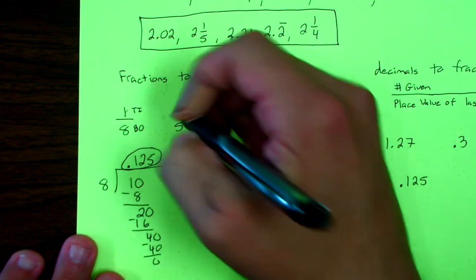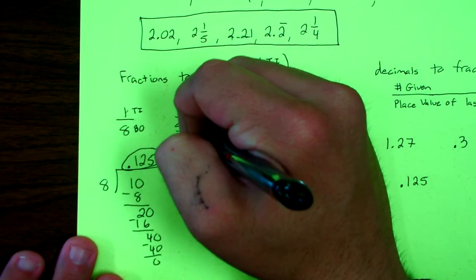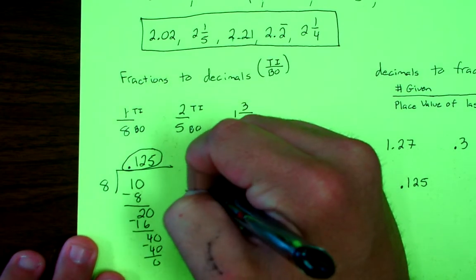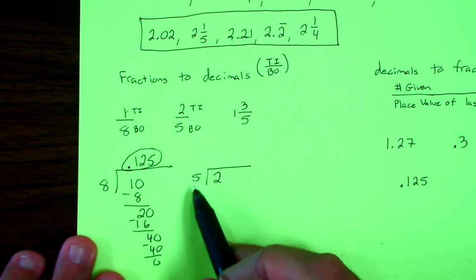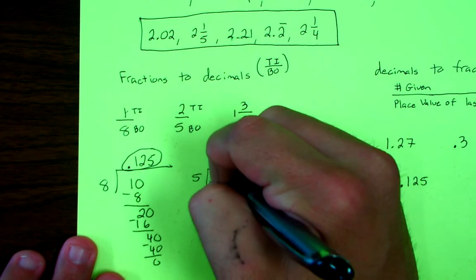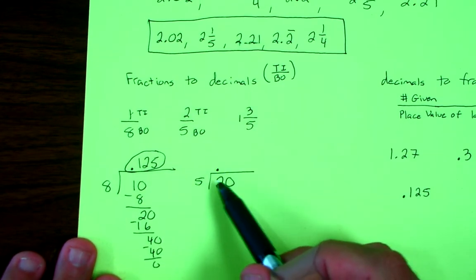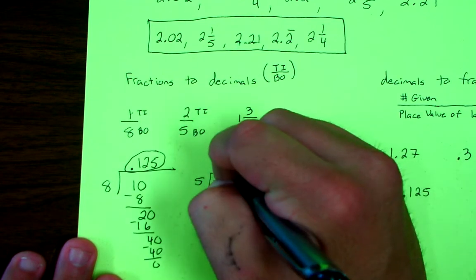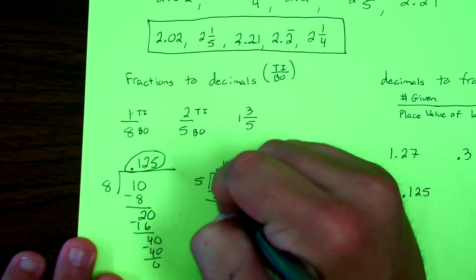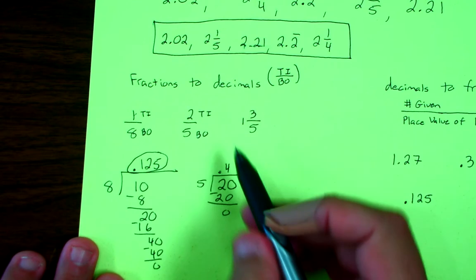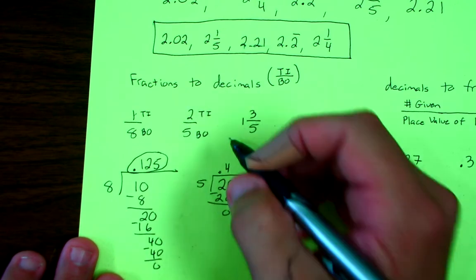Again, let's do top in, bottom out. 5 cannot go into 2, so decimal, 0. 5 can go into 20 4 times. Notice no remainder, so 2/5 is the same as 0.4.